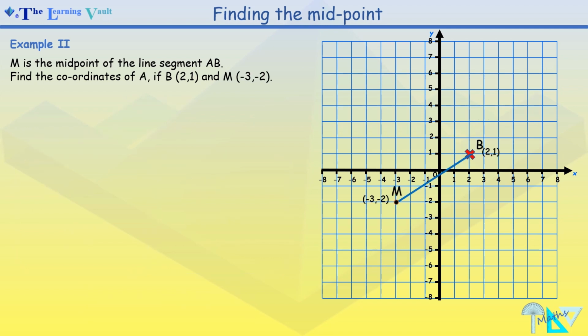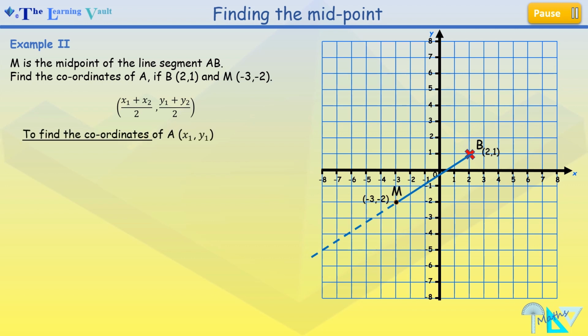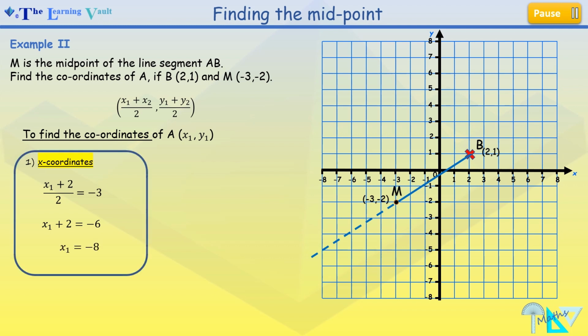Example 2. You can pause and have a go. Let's state the formula for finding the midpoint. We can tell that our point A is going to lie on the extended line, but we need to find out exactly where. To find the coordinates for A, let's look at the x-coordinates first. We have (x1 plus 2) all over 2 equals negative 3. That gives us x1 plus 2 equals negative 6, and our x1 equals negative 8.